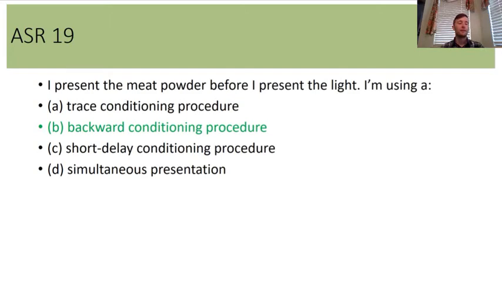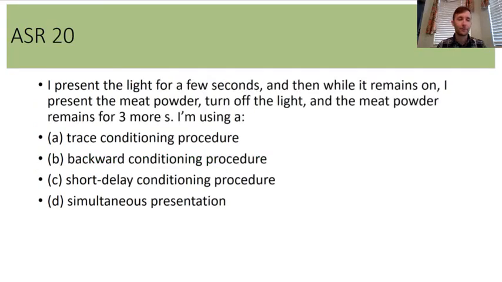So the meat powder is the US and the light is the CS. And so in backward conditioning, you present the US and then you present the CS. In the trace and the short delay, you present the CS and then you present the US. In simultaneous presentation, you present the CS and the US at the same time.